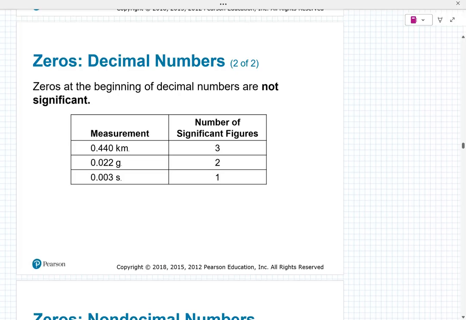So zeros at the beginning, sometimes called leading zeros. This and this are leading zeros. Does it make sense? Leading zeros are not significant ever, in principle. Okay?